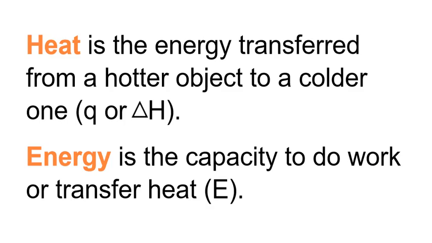So heat is the energy transferred from a hotter object to a colder one. Generally this comes up as Q in equations. You can also figure it out from delta H, which is enthalpy, not entropy, but we'll talk about that further into thermochem. And then energy is the capacity to do work or transfer heat, and in this case it's going to be capital E in all of our equations.